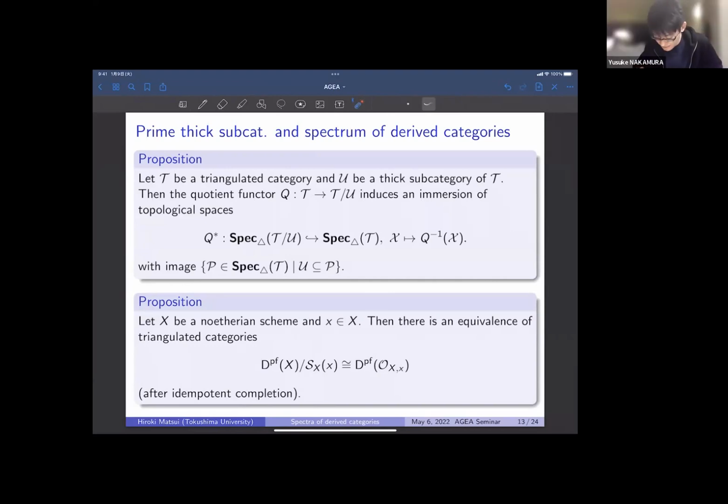Can I ask a question? So maybe you mentioned you have a similar result on the singularity category, right? Yes. So what is the statement?